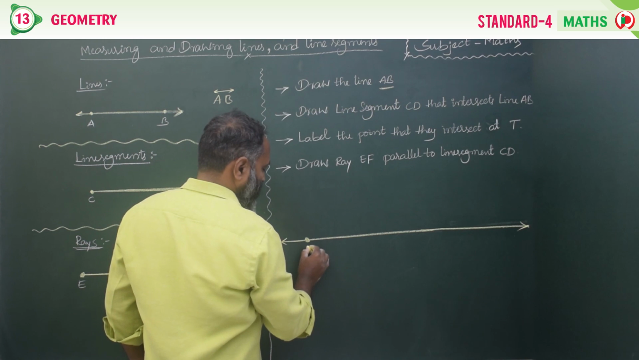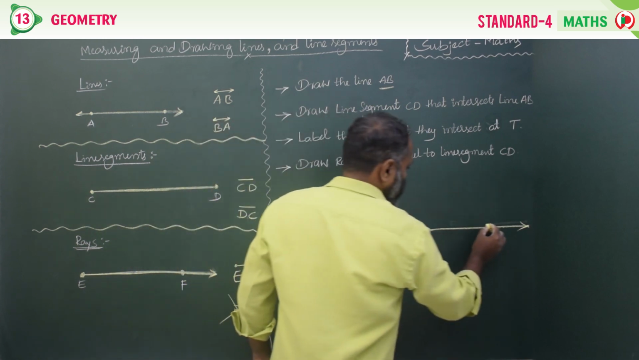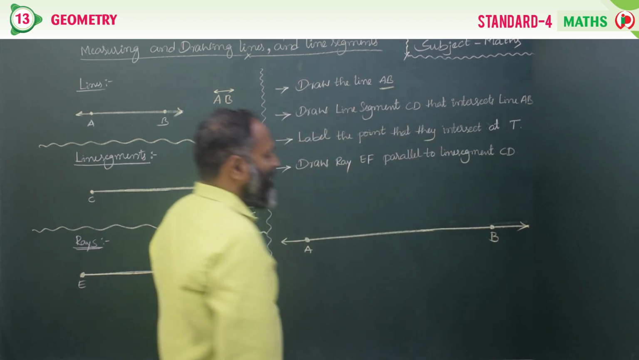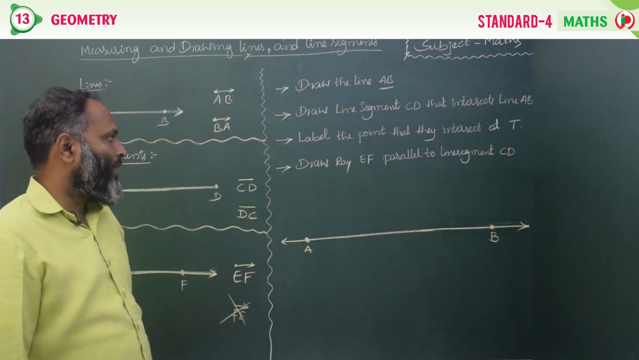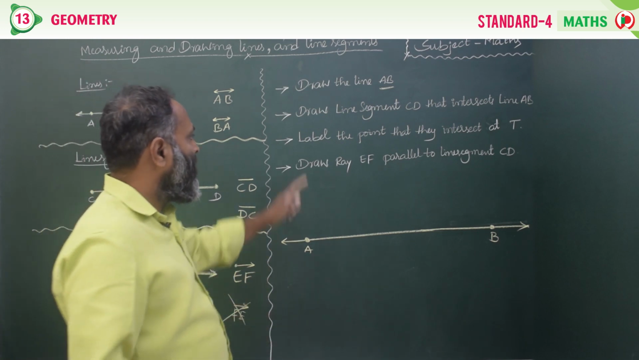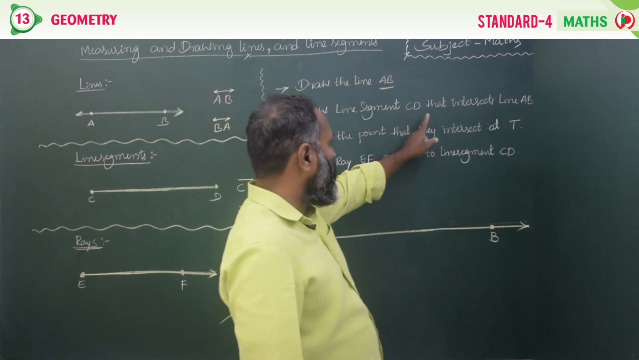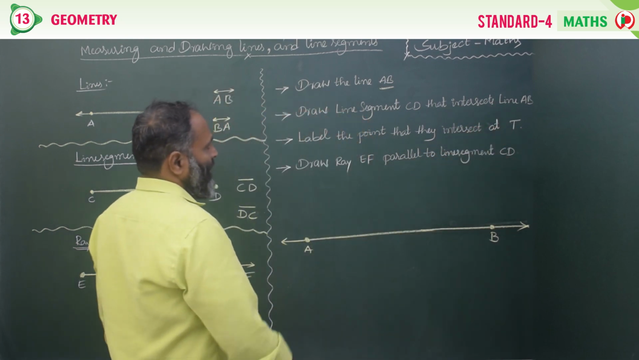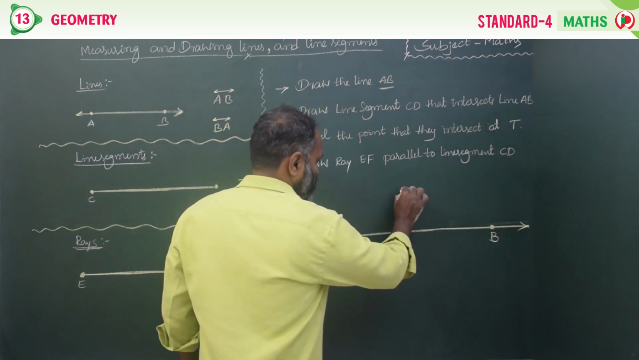Here we have A and here we have B. AB is a line. Then after that, draw a line segment CD so that it intersects AB. We should draw a line segment.